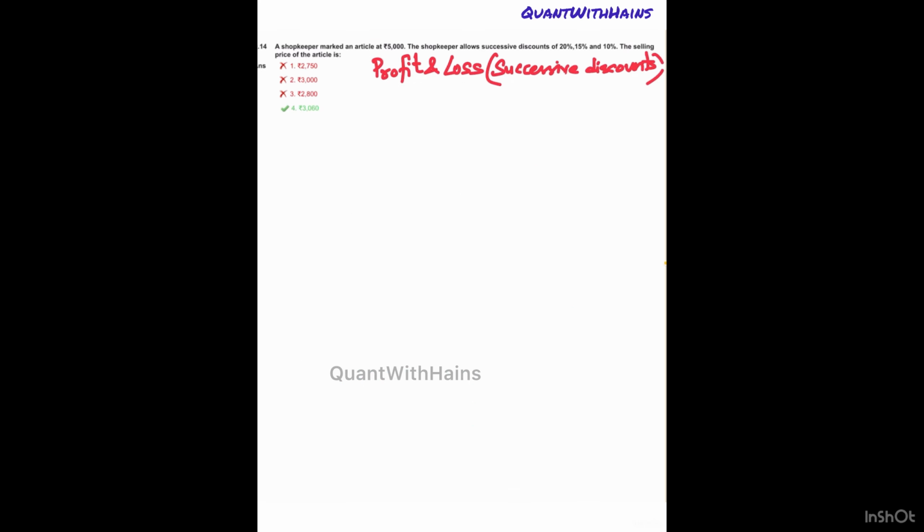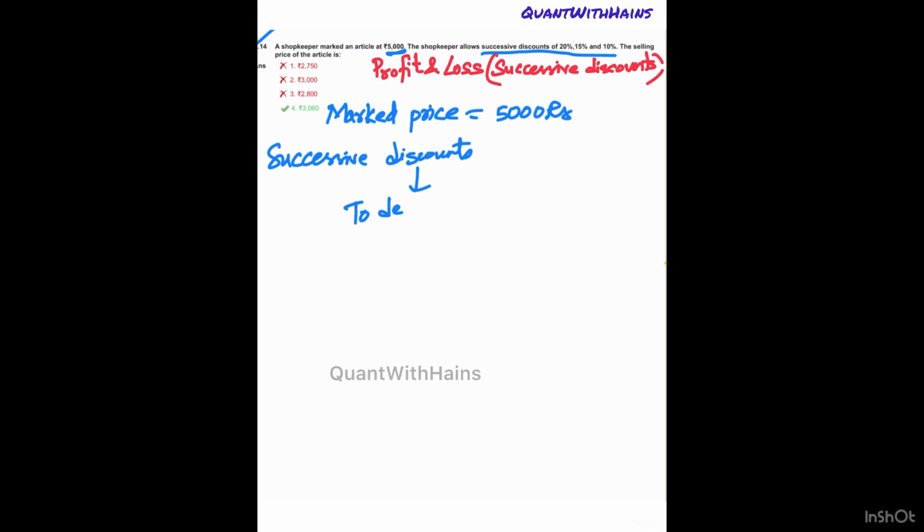Now let us understand the 14th question of SSC CGL 2024. Here market price is given. Market price of an article is given as 5000 rupees. A shopkeeper marked an article 5000 rupees. The shopkeeper allows successive discounts of 20%, 15%, 10%. Successive discounts. Discount means to decrease. How much percentage? 20%. First he will decrease by 20%.